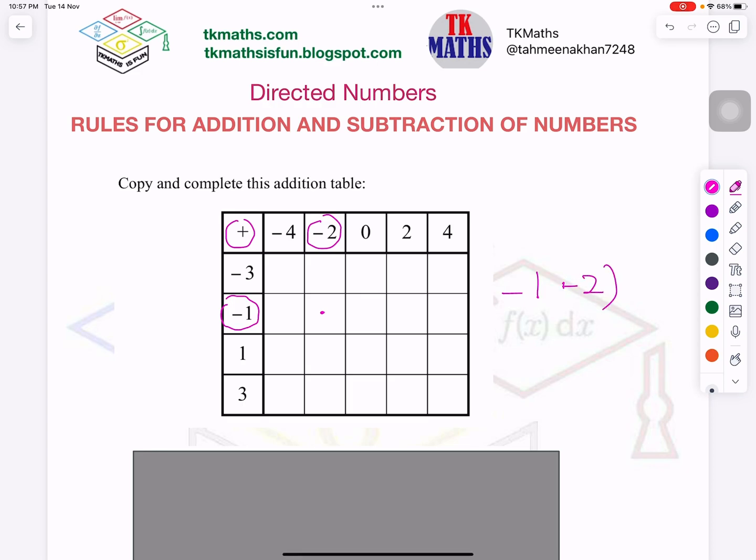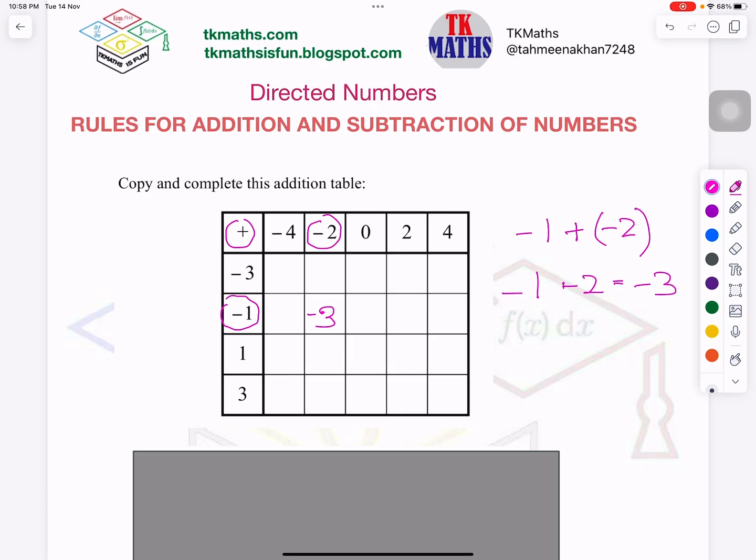Why it is so? This rule I will teach you in the next video where we will learn the multiplication of it. Actually, it means this: you are adding two negative numbers. This is the meaning of it, right? So -1 and -2 will be equal to what? -3. So it will be this number.